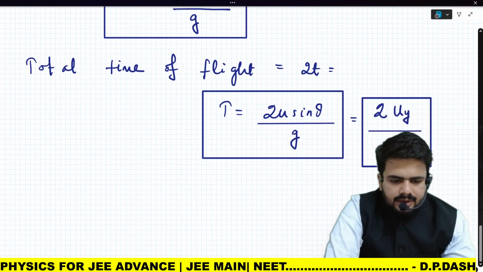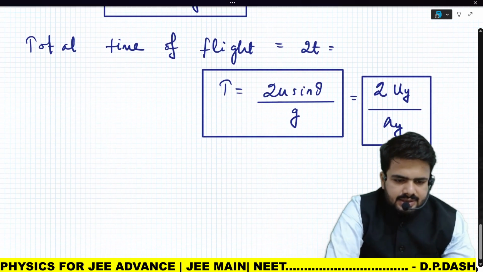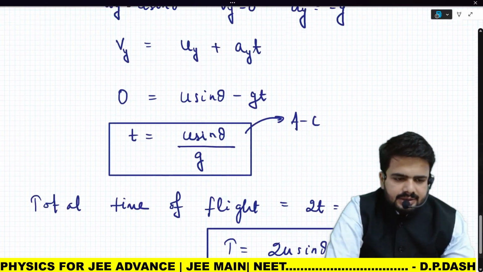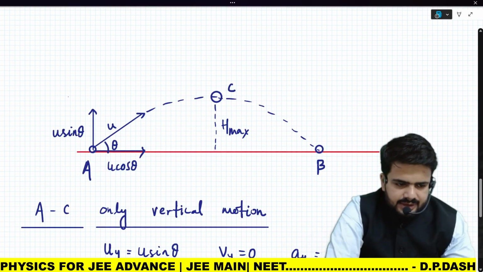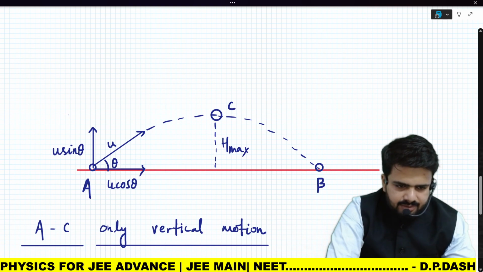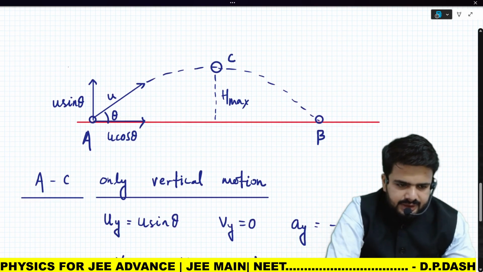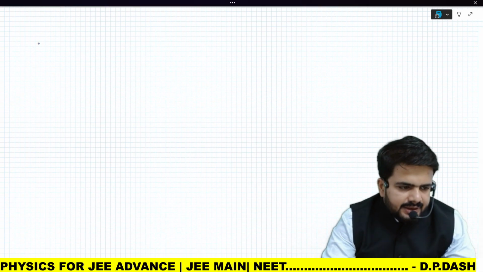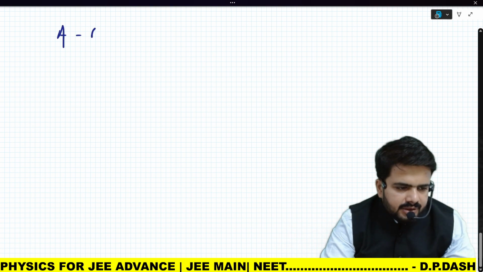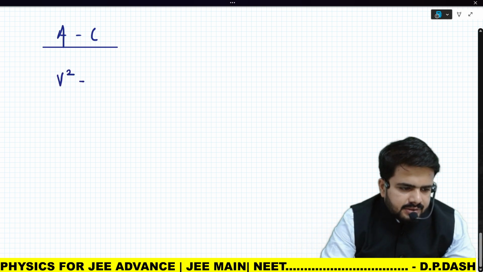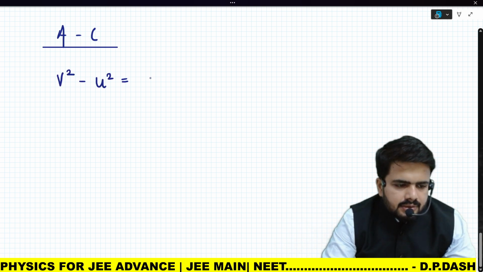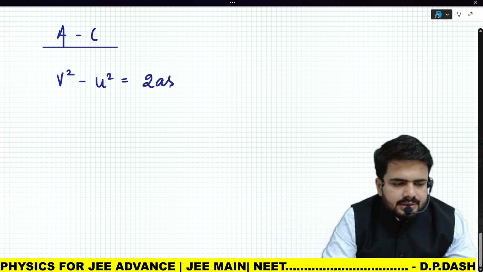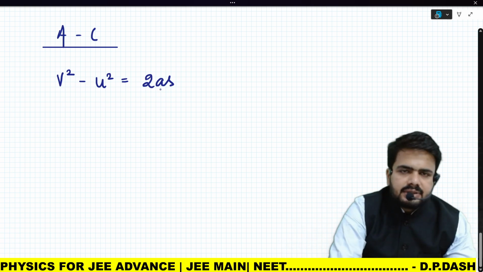Now, in the same way, let us consider maximum height. Again we are considering our motion between A and C. So here we are going to calculate H max. In this case we are going to use the equation v square minus u square equals 2as, 2 into acceleration into displacement.